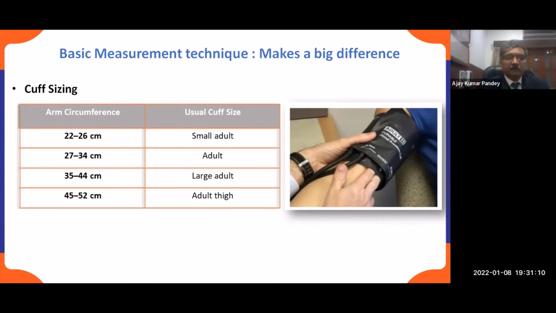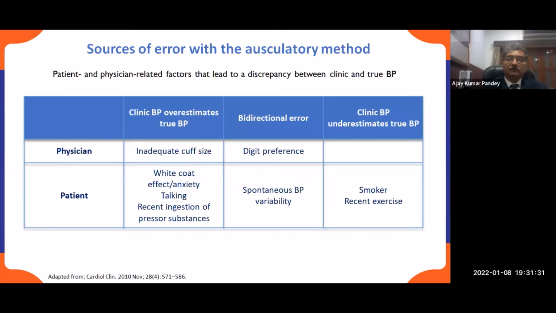large arms, an extra large cuff. Suppose I use this 27 to 34 centimeter adult cuff on a person like Dara Singh. If you use the 34 centimeter cuff on him, his blood pressure will be recorded as 160 by 100, though he is non-hypertensive, because this smaller cuff will record a higher value. So that's a flaw, and that flaw comes with inappropriate cuff size.